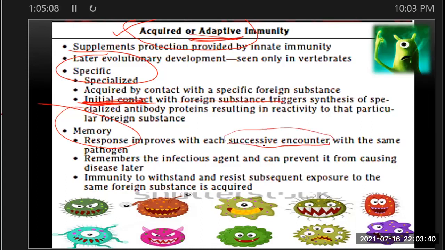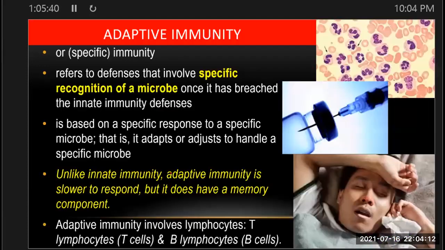Are you like this whenever you're studying? If you read something again and again, there is an improvement with the memory? Yes or no? Okay. Next, with the same pathogen, it remembers the infectious agent and can prevent it from causing disease later. Quite amazing. Immunity to withstand and resist subsequent exposure to the same foreign substance is acquired. So that's your acquired or adaptive immunity.